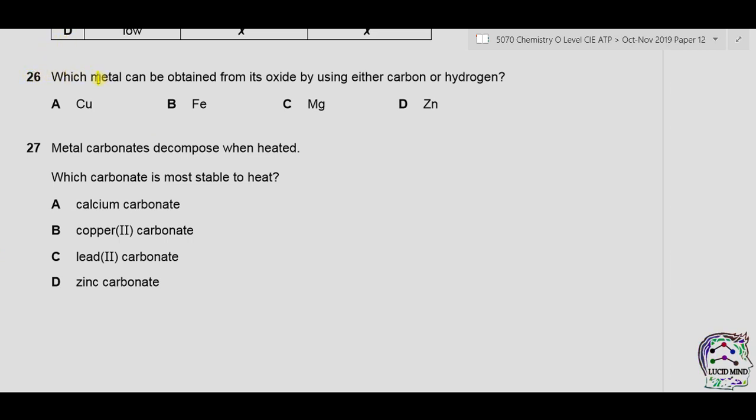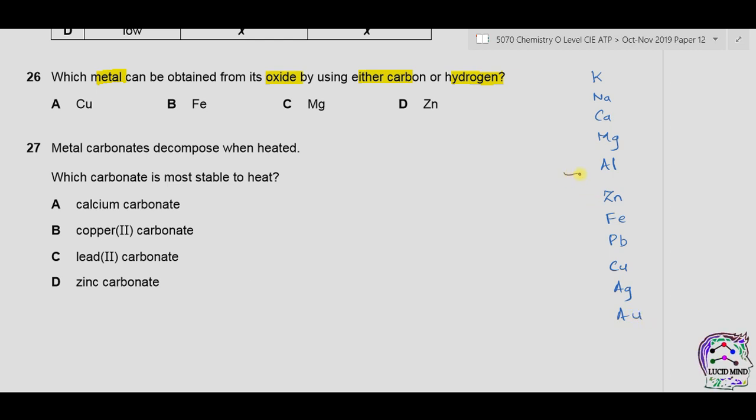Question 26. Which metal can be obtained from its oxide by using either carbon or hydrogen? Let's draw the reactivity series of metals. We have potassium, sodium, calcium, magnesium, aluminum. Then we have zinc, iron, lead, copper, silver, and gold.